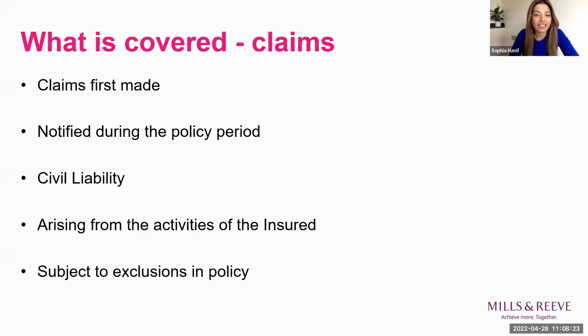So when obtaining and considering an insurance policy, it is important to know what is in fact covered. A starting point is that cover will usually be available for claims first made and notified during the policy period, in respect of any civil liability arising out of the activities of the assured, subject to any exclusions in the policy, which I'll come on to later. A civil liability covers situations where the insured may be held liable for a loss due to violation of a civil law, negligence, or breach of contract.